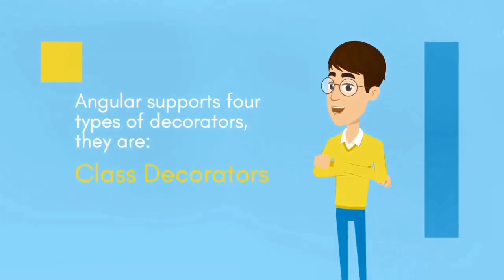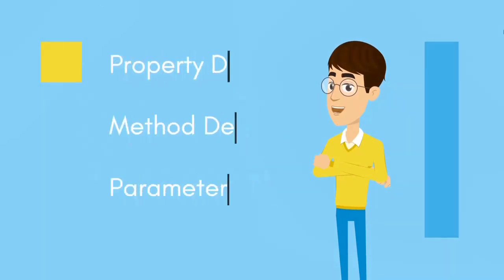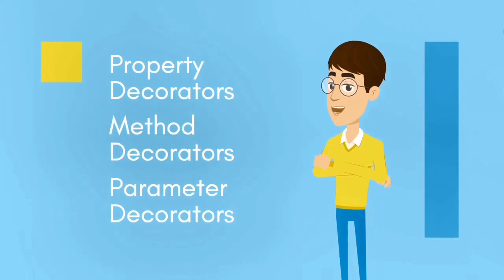Angular supports 4 types of decorators. They are class decorators, property decorators, method decorators, parameter decorators.